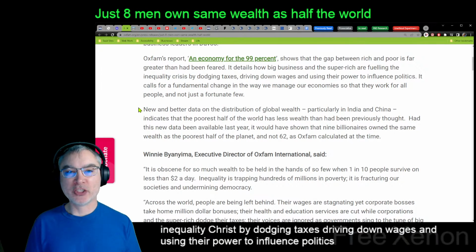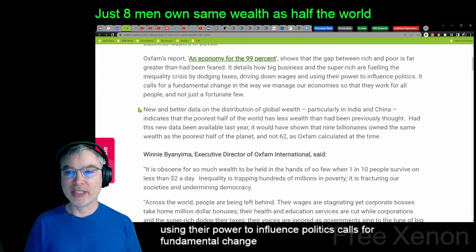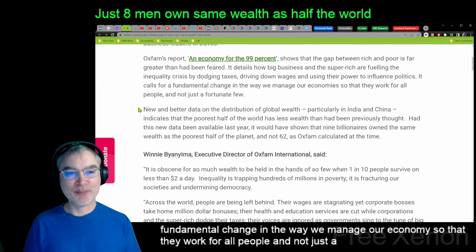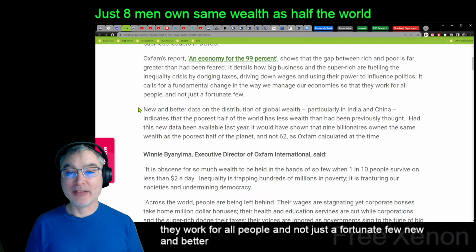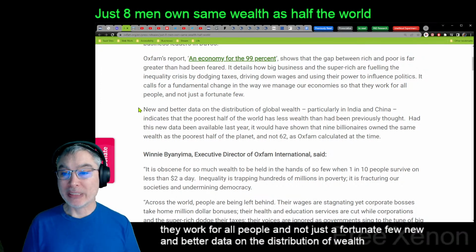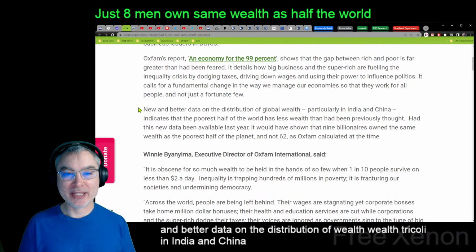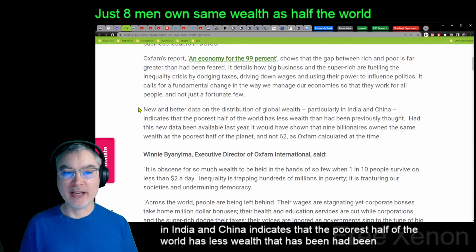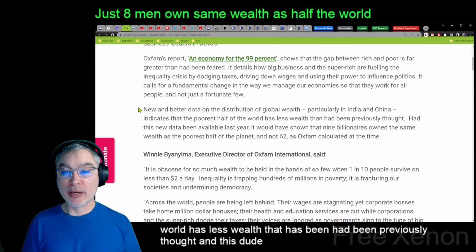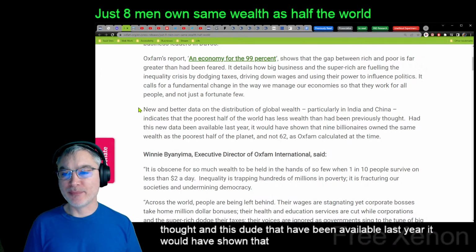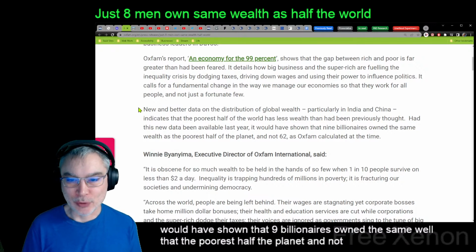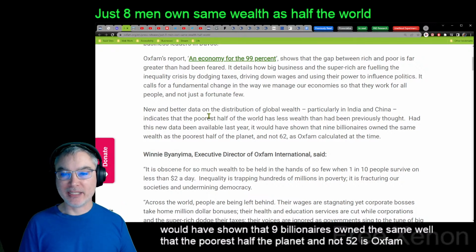It calls for fundamental change in the way we manage our economies so that they work for all people and not just a fortunate few. New and better data on the distribution of global wealth, particularly in India and China, indicates that the poorest half of the world has less wealth than had been previously thought. Had this new data been available last year, it would have shown that 9 billionaires owned the same wealth as the poorest half of the planet, and not 62, as Oxfam calculated at the time.